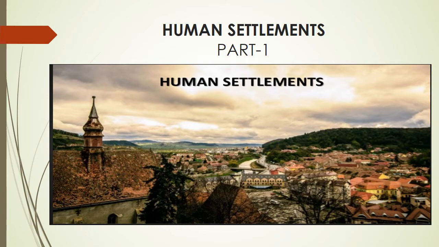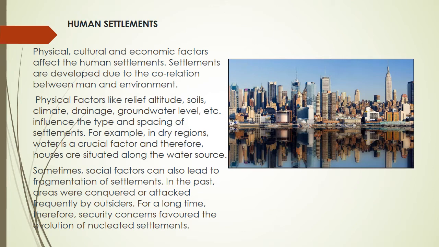Now, let us study the different types of human settlement. Physical, cultural, and economic factors affect human settlement. Settlements are developed due to the correlation between man and the environment. So the physical, cultural, as well as economic factors of a particular area are going to affect the human settlement. According to that, the settlement varies. It creates a relation between man and the physical environment present in that particular location.